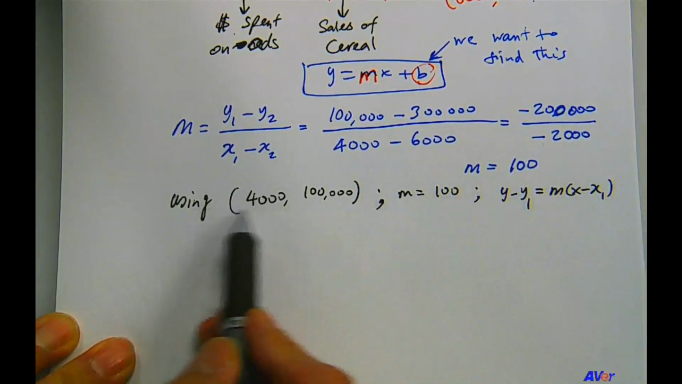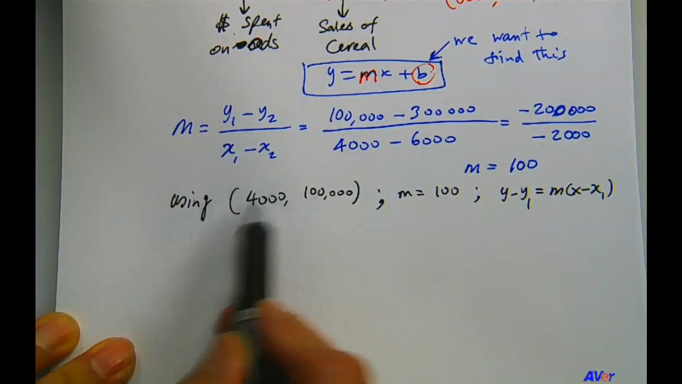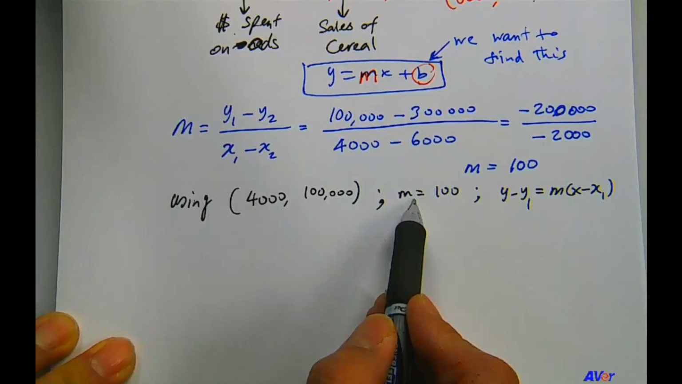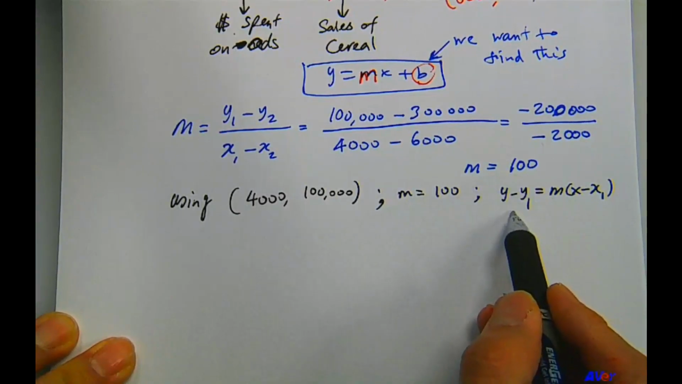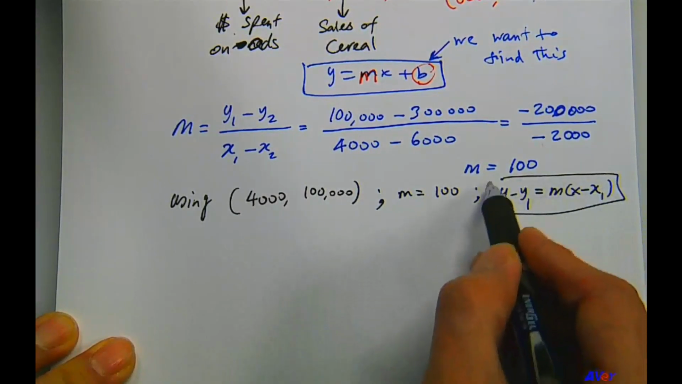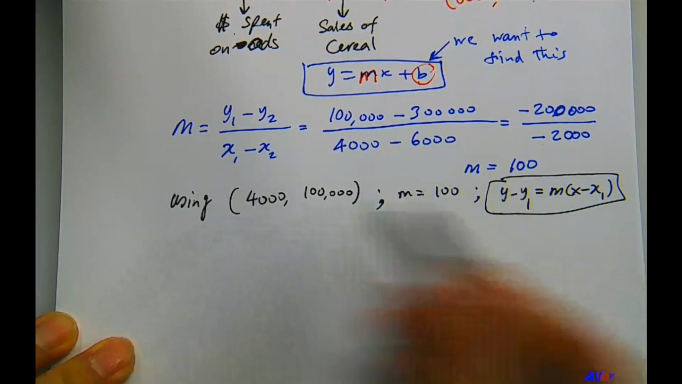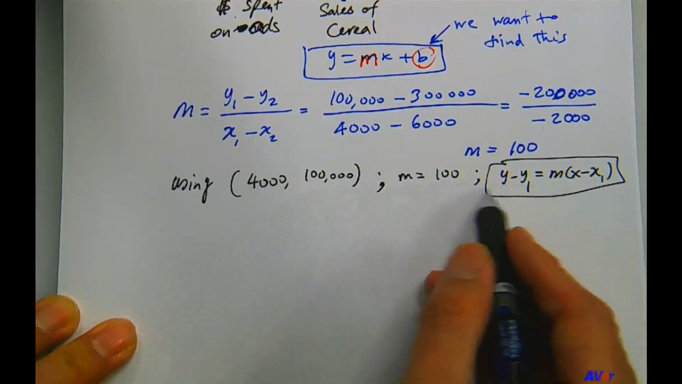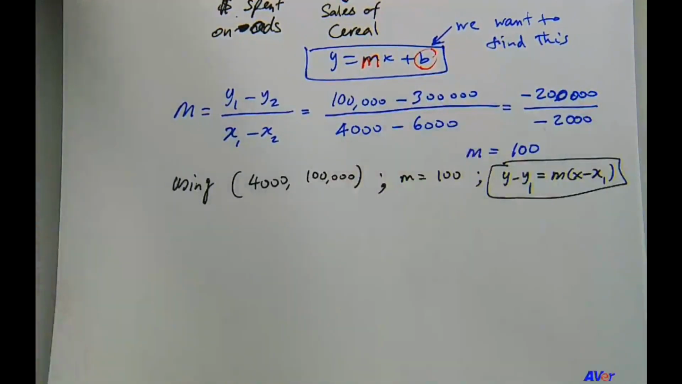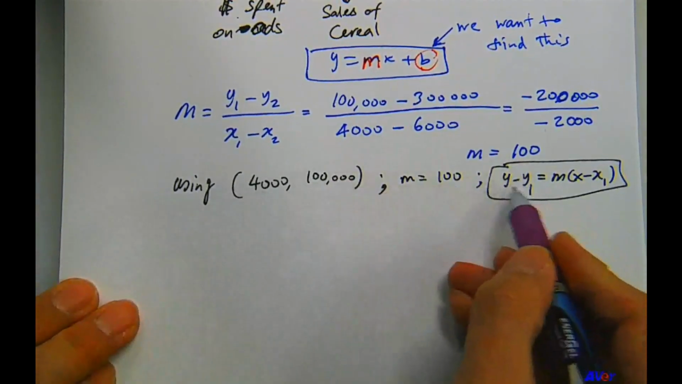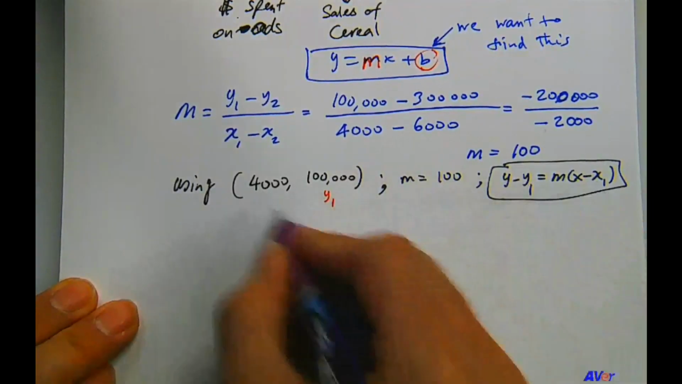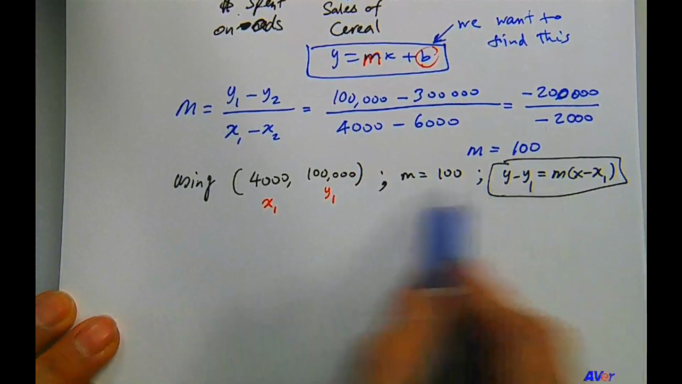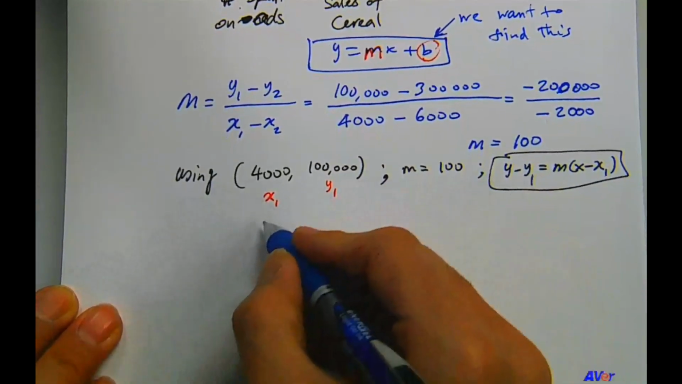So using one point with the coordinates, the slope that we just found, and this equation that we mentioned in the beginning of this section, we can put things together and find the equation of a line. So let's substitute here. In this equation, the y1 is this, and the x1 is this number. And m is clear, right?